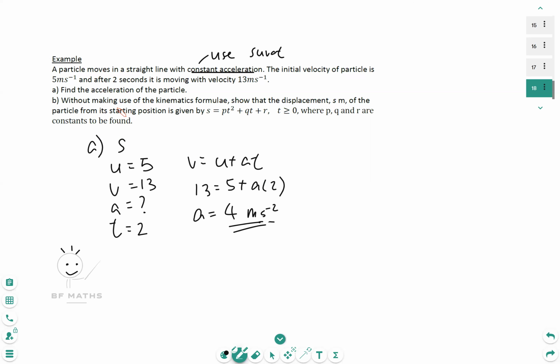Part B, without making use of kinematics formulae, that means we can't use any of the SUVAT. Show that the displacement s meters of the particle from its starting position is given by s equals pt squared plus qt plus r, where p, q, and r are constants to be found.